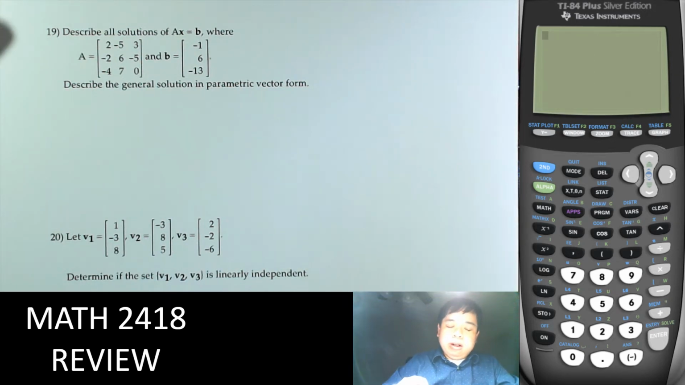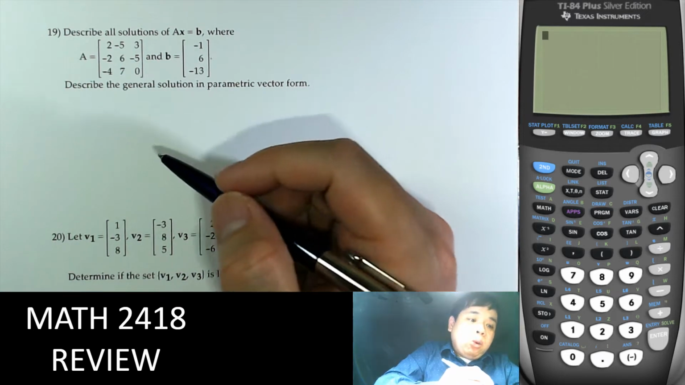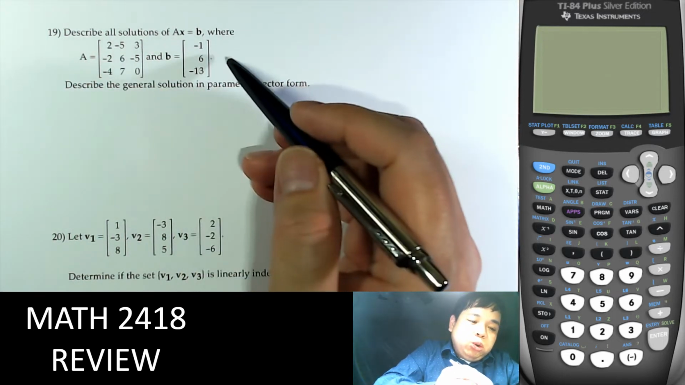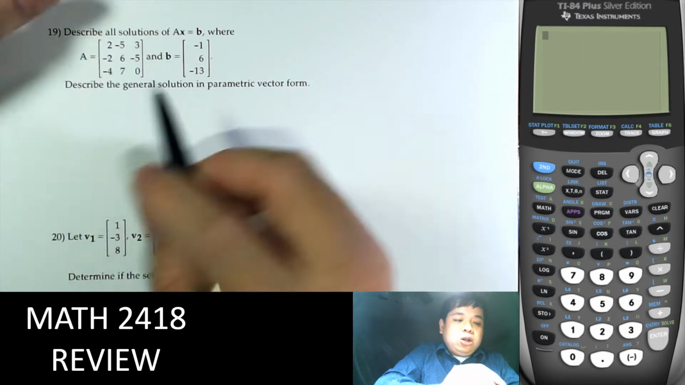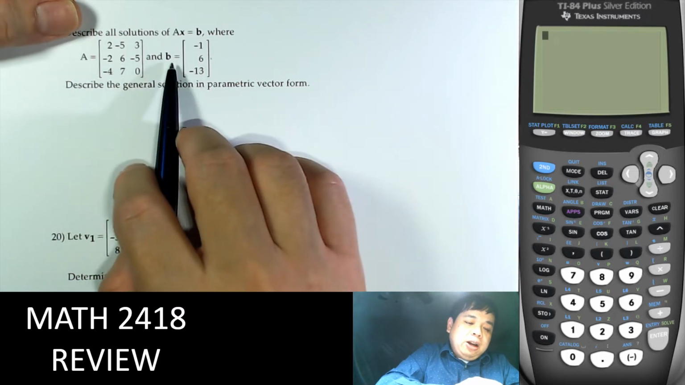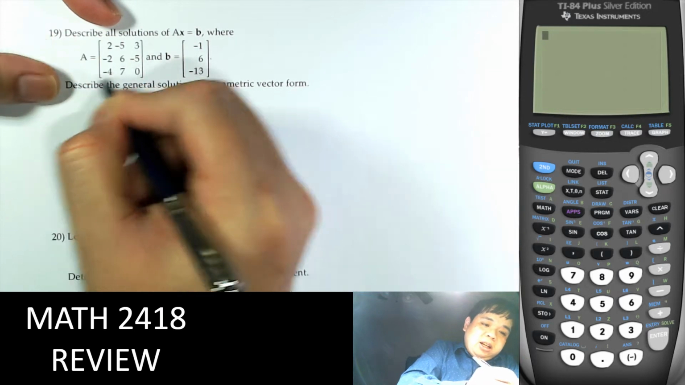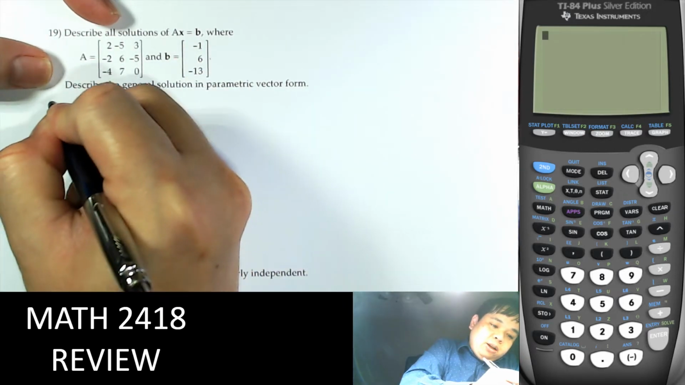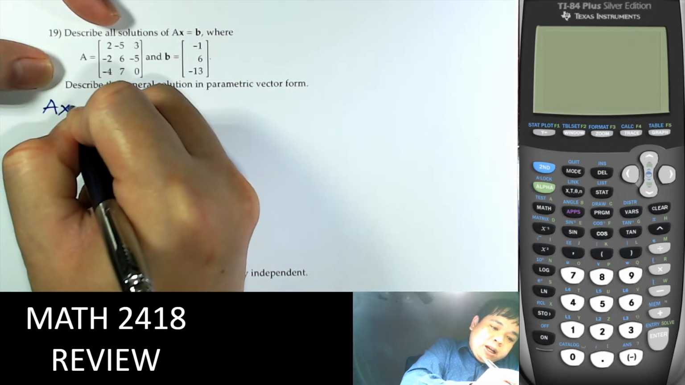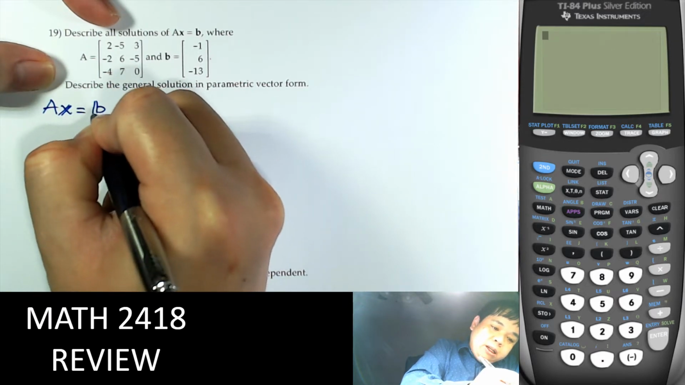We continue review in algebra. Question 19. Describe all the solutions of Ax equal to b. So this matrix A, vector b. So we just multiply them together with the vector x and then solve for x. So A times vector x equal to vector b.